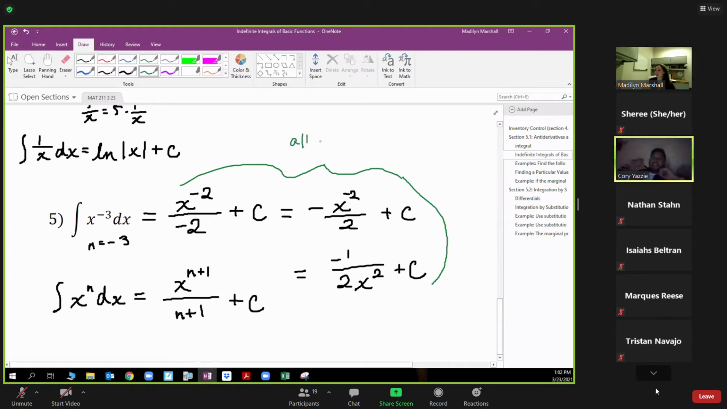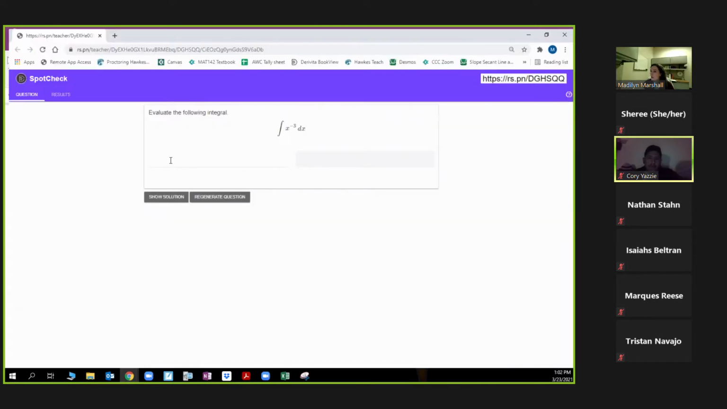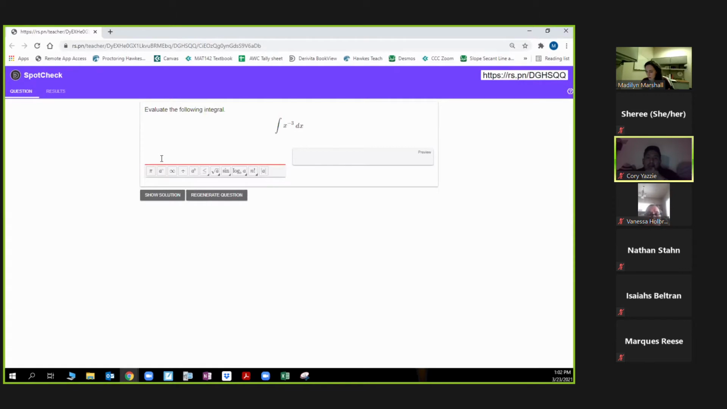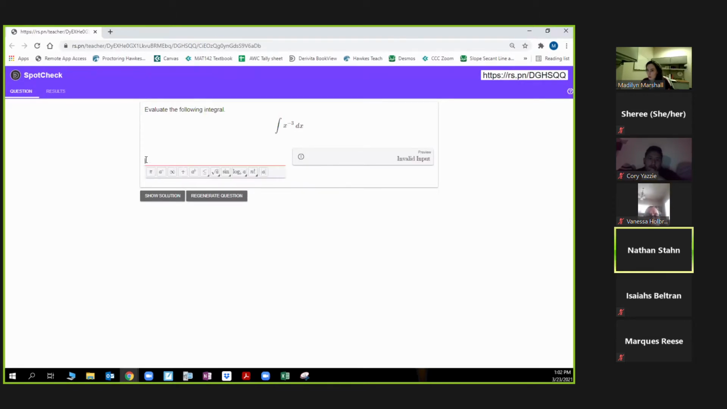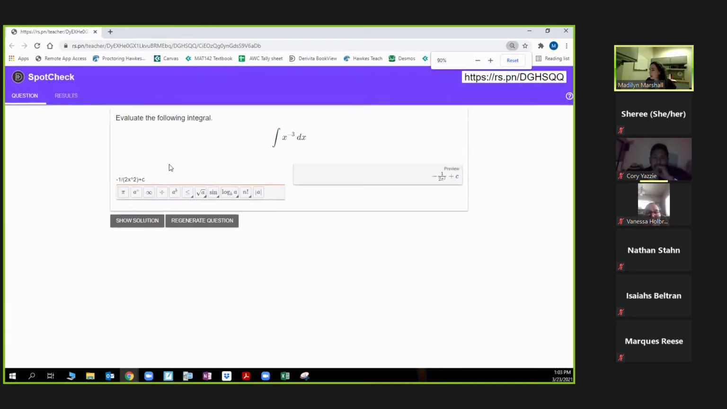It wasn't accepting the second answer, though. The -1 over 2x squared plus c. It was saying that it came out to like 4x to the third or something. Did you have parentheses? I tried it a couple different ways. I tried negative and then parentheses 1, and then I tried without the parentheses, and both times it came out to like 4 something. I don't know if I was doing all the annotations right, though. Yeah, it might not have been right.